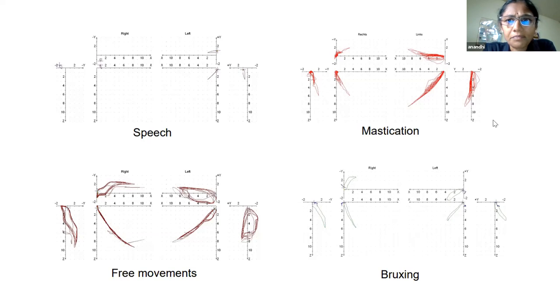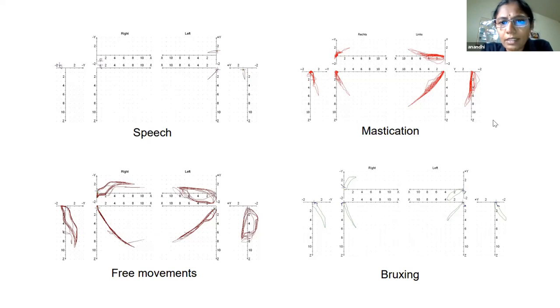And mastication, you can see he favors the right side to chew more than the left side, because you can see his working side is the right side. Yeah. And even on the free movements, you can see he's favoring the right side more than the left side.